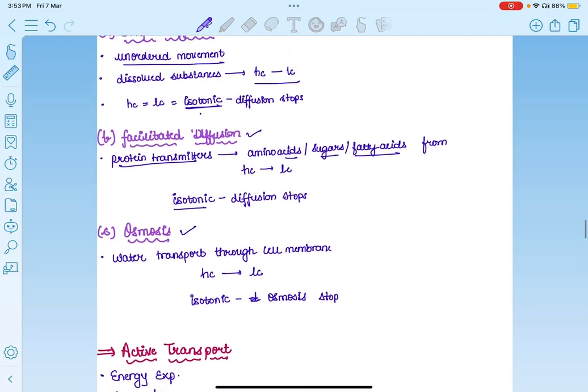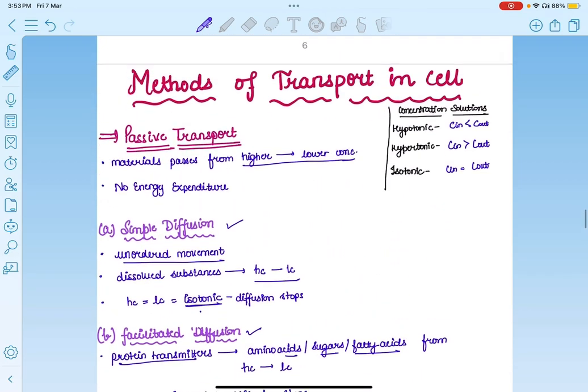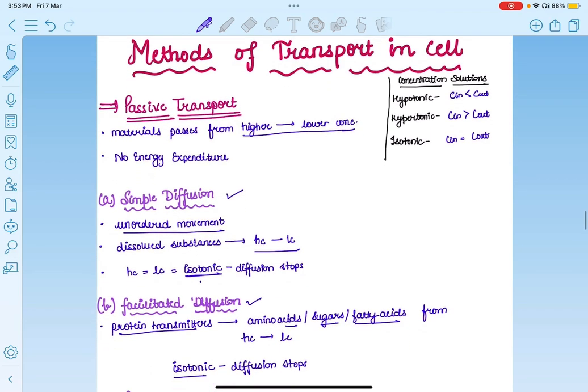So this was about the transportation of materials throughout the cell or from cell to other substances.